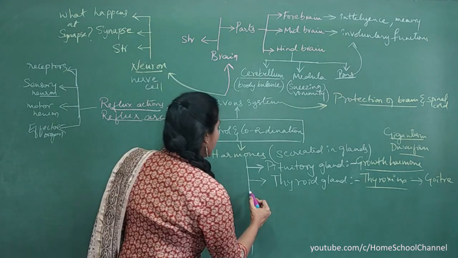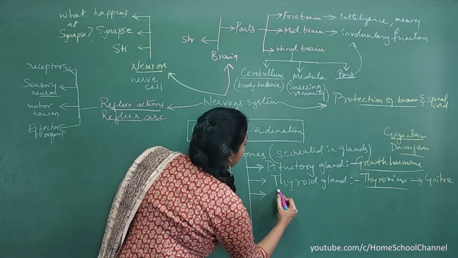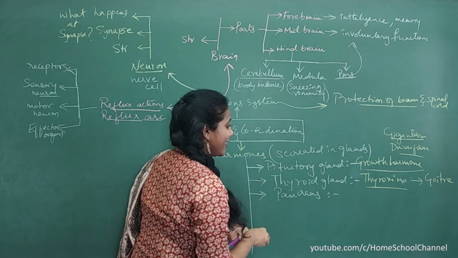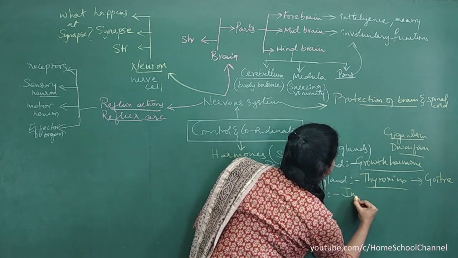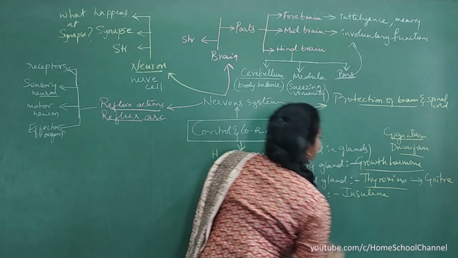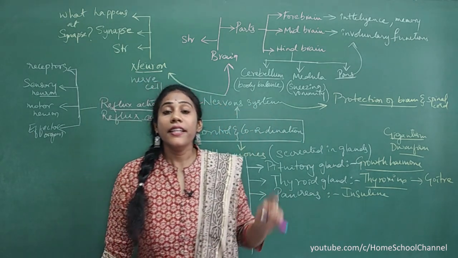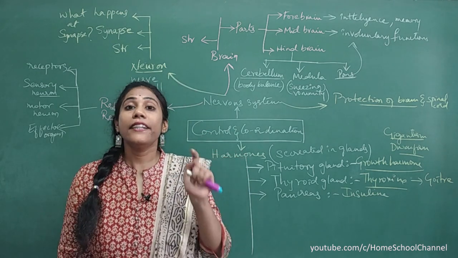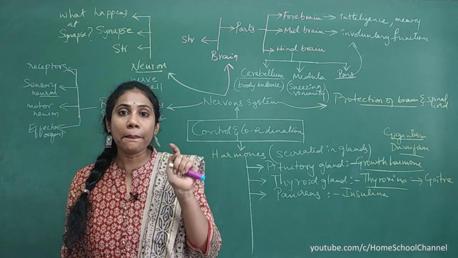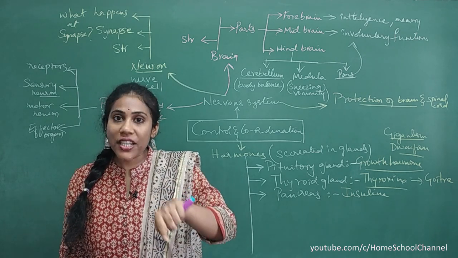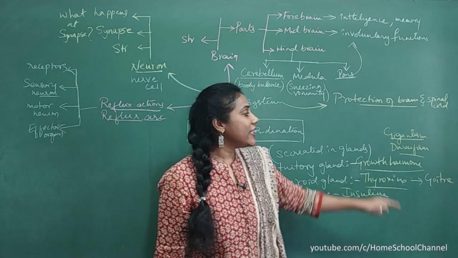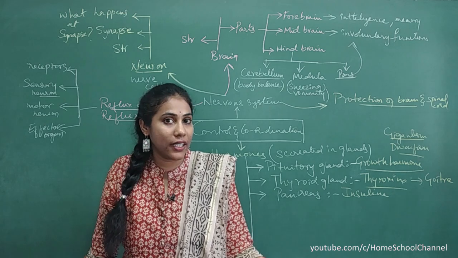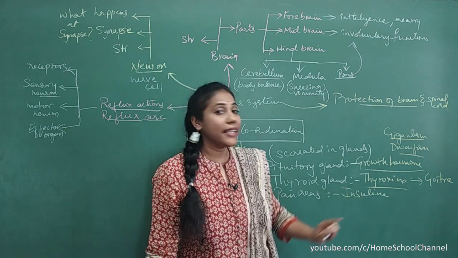Okay, and coming to the next gland, that is the pancreas. You know, the pancreas secretes an important hormone called insulin. So what is the work of insulin? Insulin's function is to regulate blood sugar level, right? It will control sugar levels in the blood. So if you have a deficiency of insulin, it leads to a disease called diabetes mellitus, which we famously call sugar, isn't it? So that is about insulin.